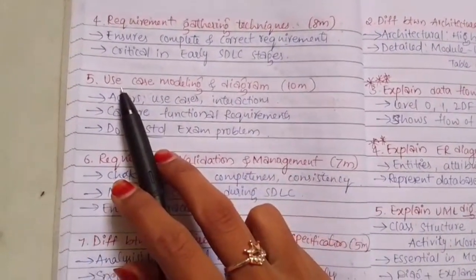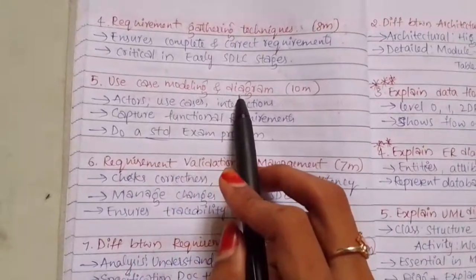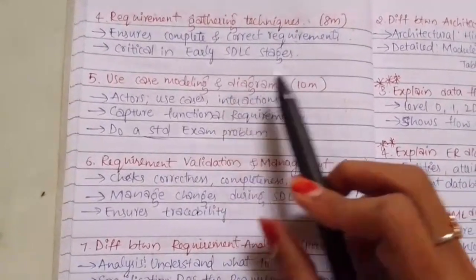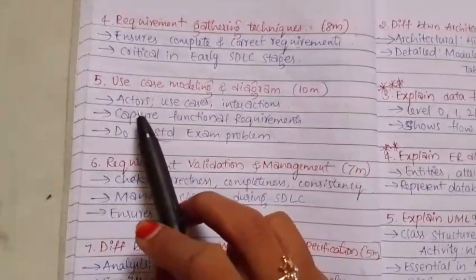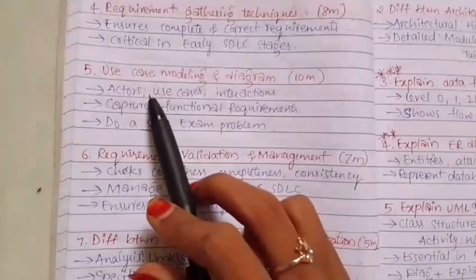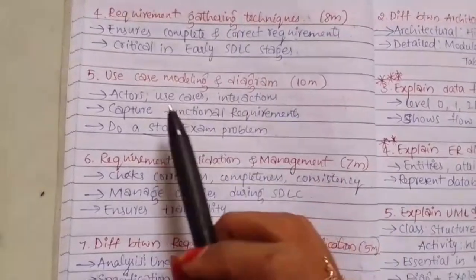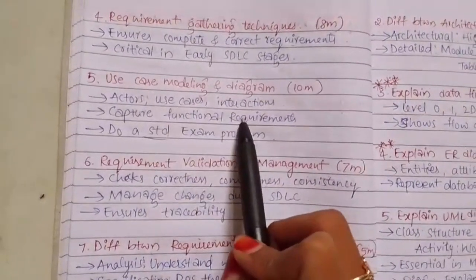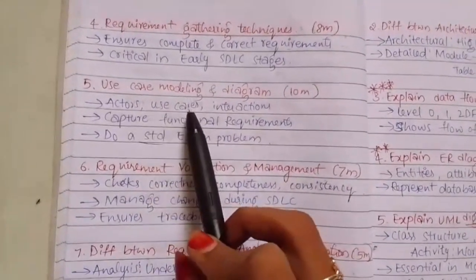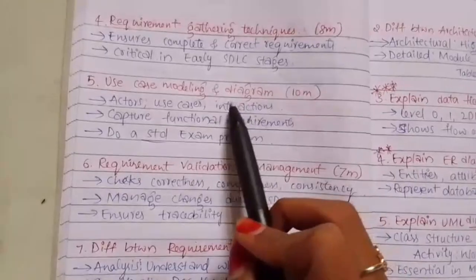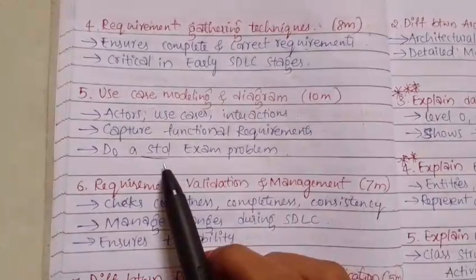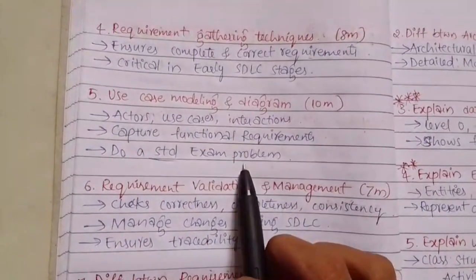And the fifth question is use case modeling and diagram. You have to explain the use case modeling along with the diagram. Very important question, asked for 10 marks. You have to explain the actors, use cases and interactions with the diagram, and it captures the functional requirements. Explain a standard example in the exam.